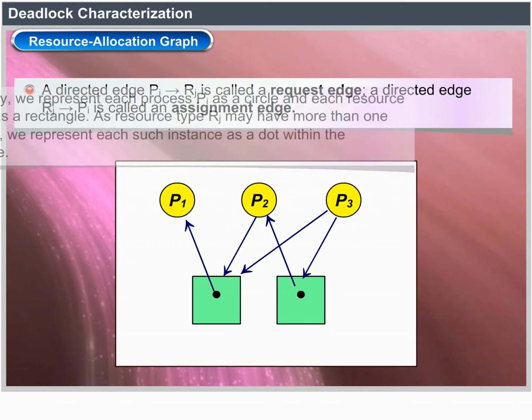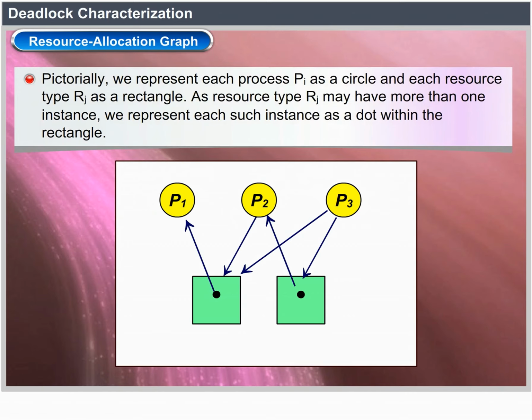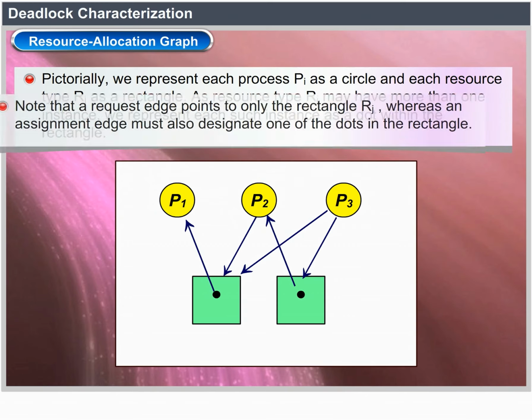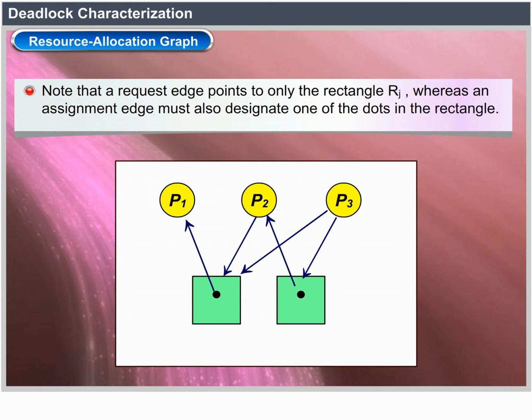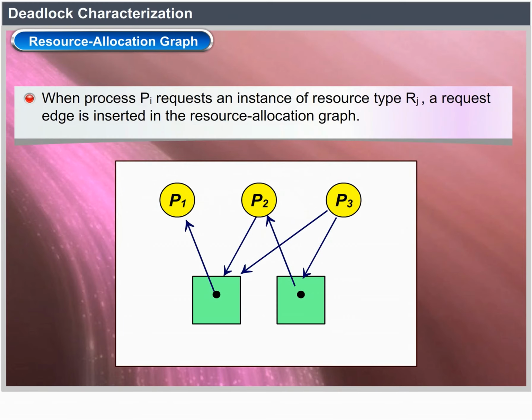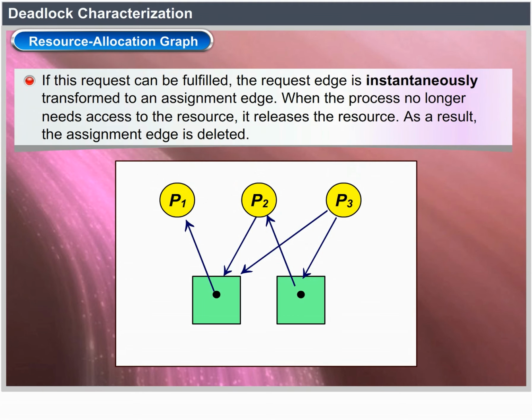Pictorially, we represent each process Pi as a circle and each resource type Rj as a rectangle. Since resource type Rj may have more than one instance, we represent each such instance as a dot within the rectangle. Note that a request edge points to only the rectangle Rj, whereas an assignment edge must also designate one of the dots in the rectangle. When process Pi requests an instance of resource type Rj, a request edge is inserted in the resource allocation graph. When this request can be fulfilled, the request edge is instantaneously transformed to an assignment edge.